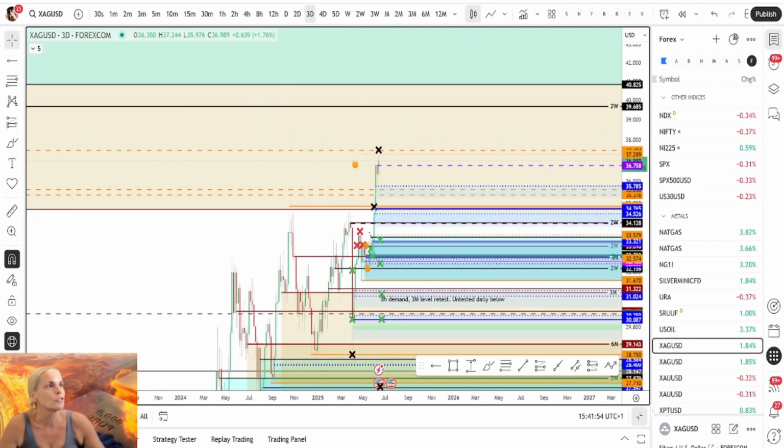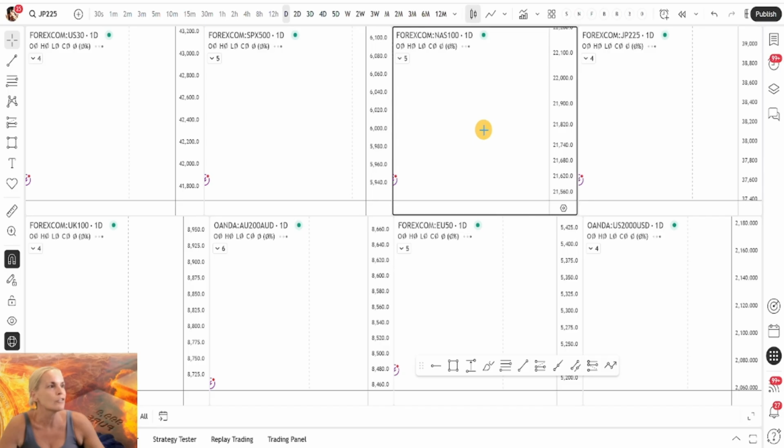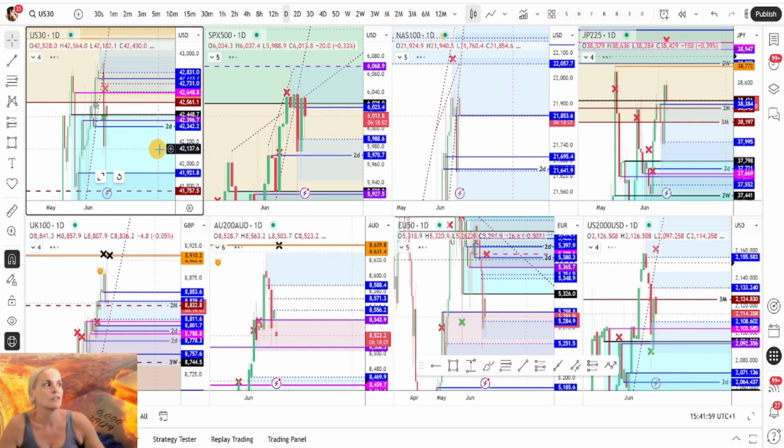So anyway, that's the commodities, and then finally the indices, which also have been challenging.